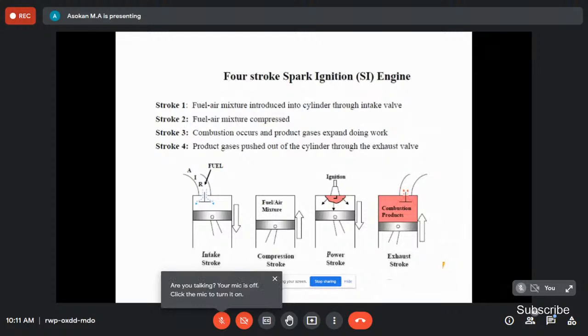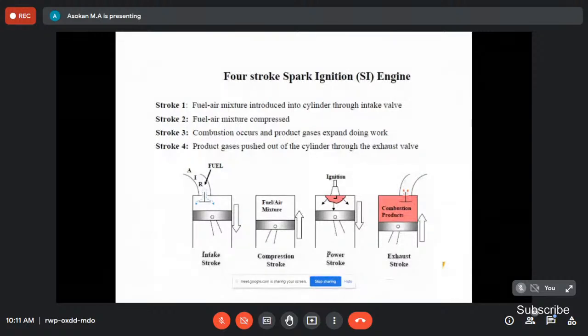At what time the inlet valve opens and closes, and similarly when the exhaust valve opens and closes, everything is determined by the valve opening of the camshaft. So that you can fix the number of gears fitted on the camshaft as well as the crankshaft. Okay, this is the SI engine.